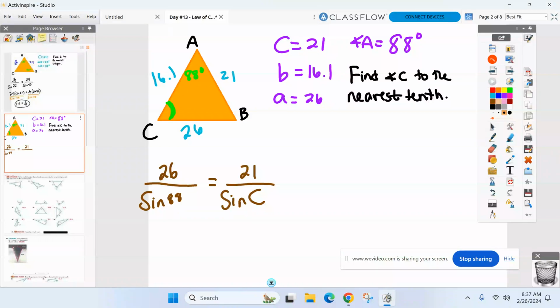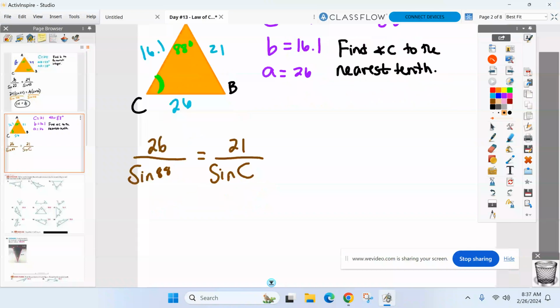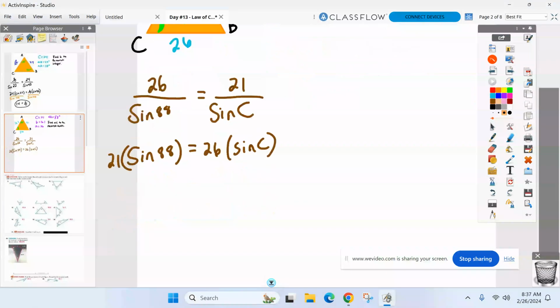All right, let's keep cross multiplying. Sine of 88 times 21 equals 26 times sine C. Let's get sine C by itself. Divide by that 26.